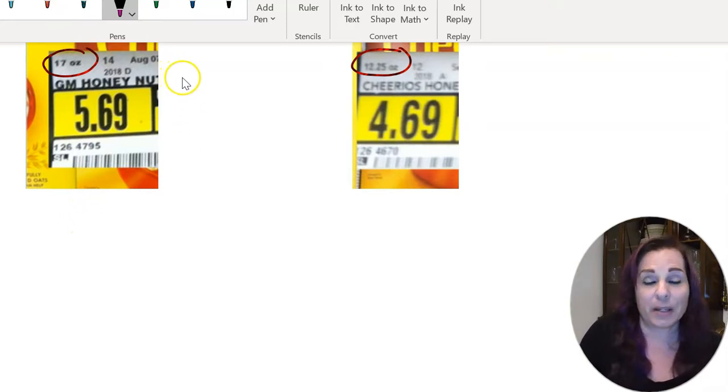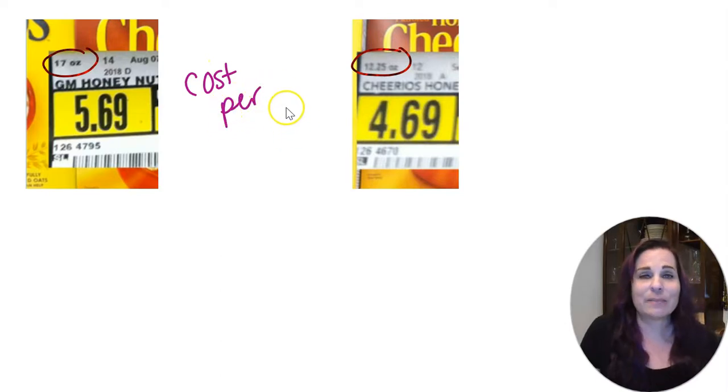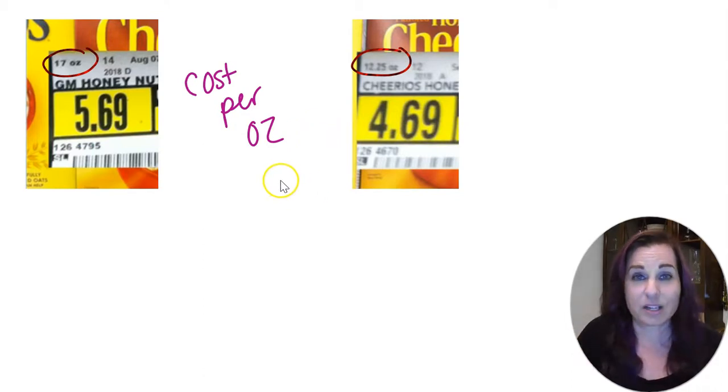The better buy means that we're finding the cost per, and then whatever it's measured in: grams, ounces, liters. So in this case, ounces, right? Cost per ounce. Anytime you see that you want a rate expressed as something per something else, it's always the first one divided by the second one.